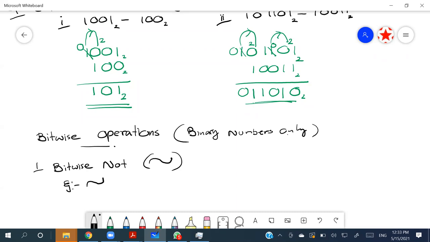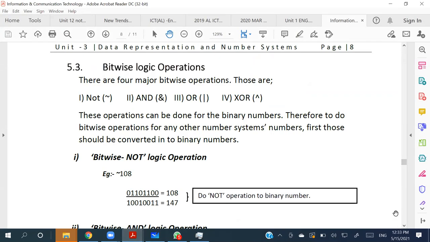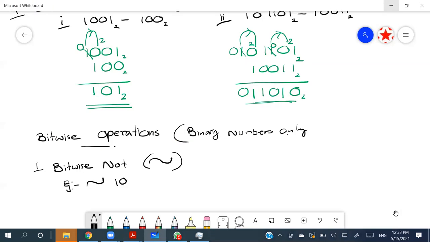So if I say NOT 10, basically what we are doing is representing 10 in 8 bits. You can add these things to your notes as well, it's okay. Generally we represent 8 bits. It's a general thing.